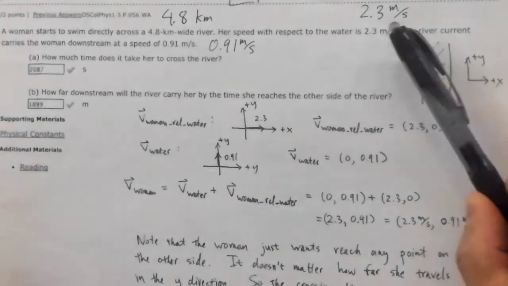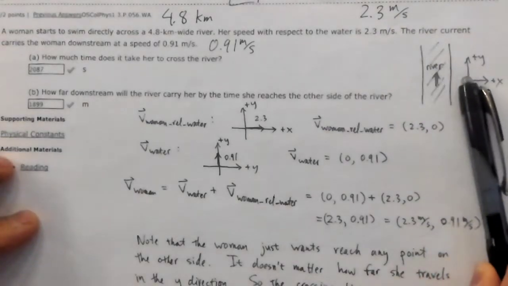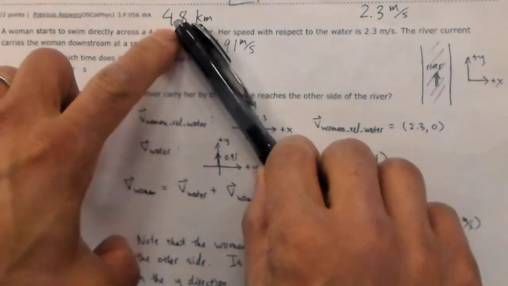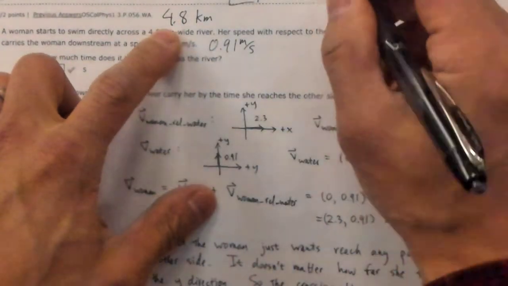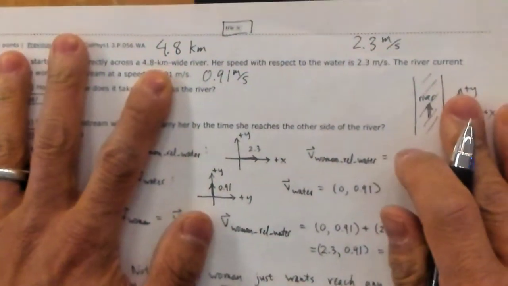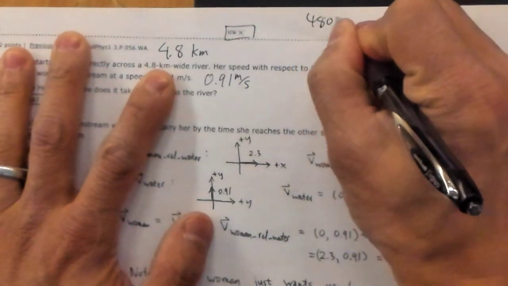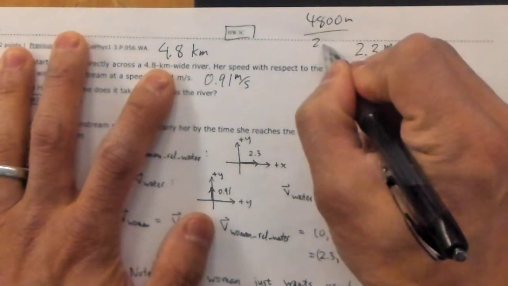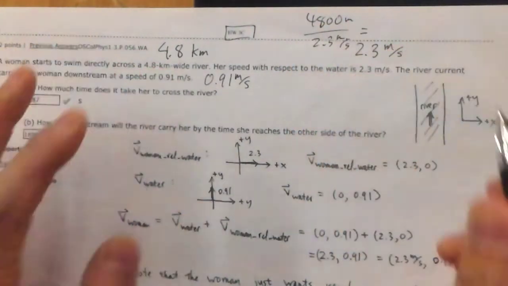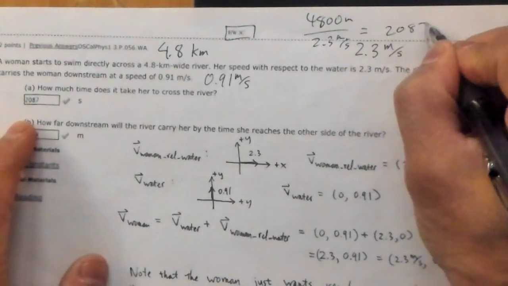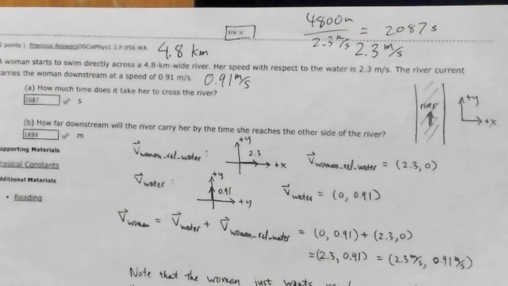She's moving 2.3 meters per second directly in the x direction. So we have a distance of 4.8 kilometers, which is 4,800 meters. We just divide by her speed, and that comes out to 2,087 seconds. Okay? That's all there is to this problem. You got that?